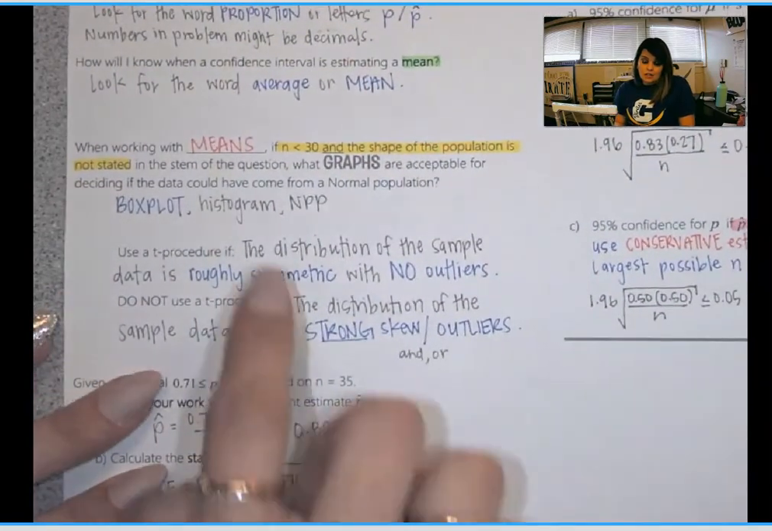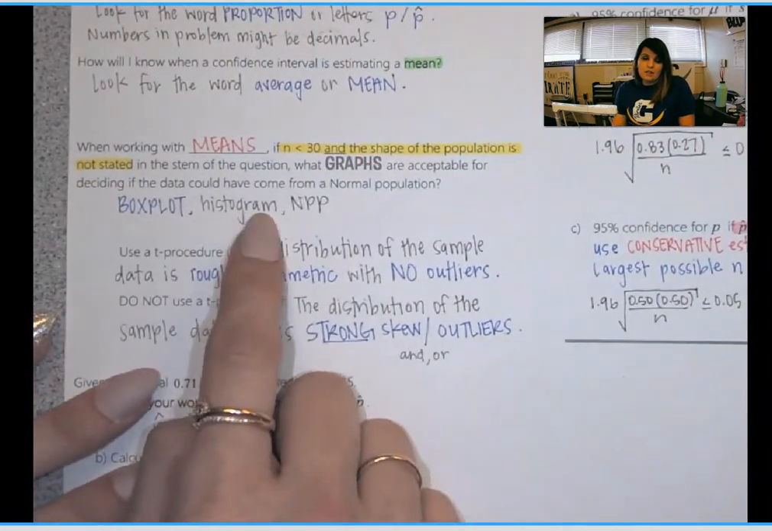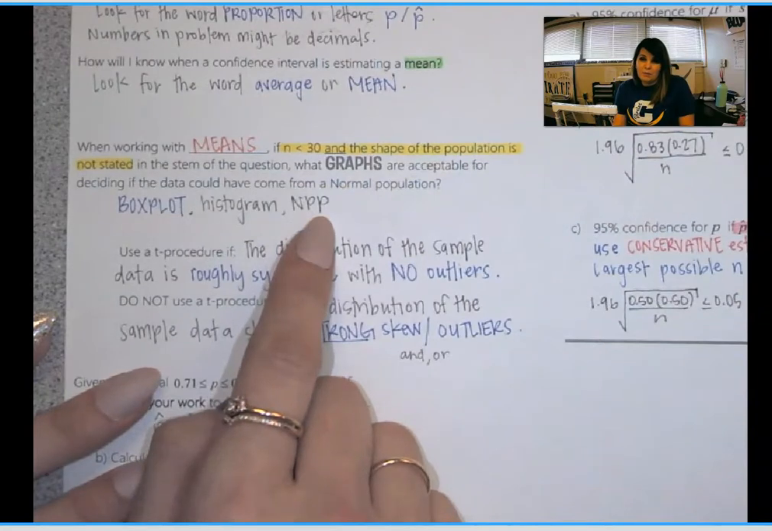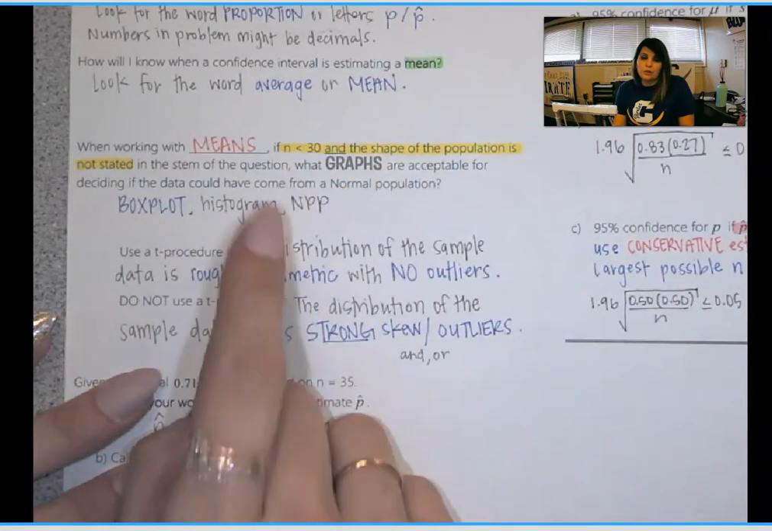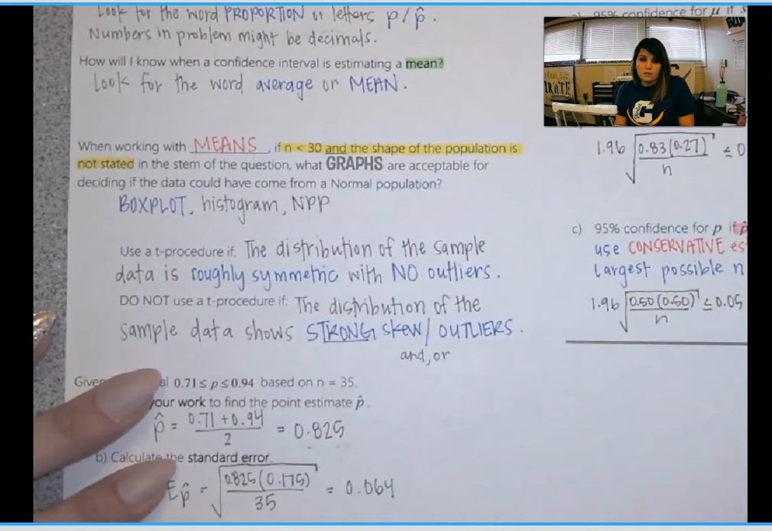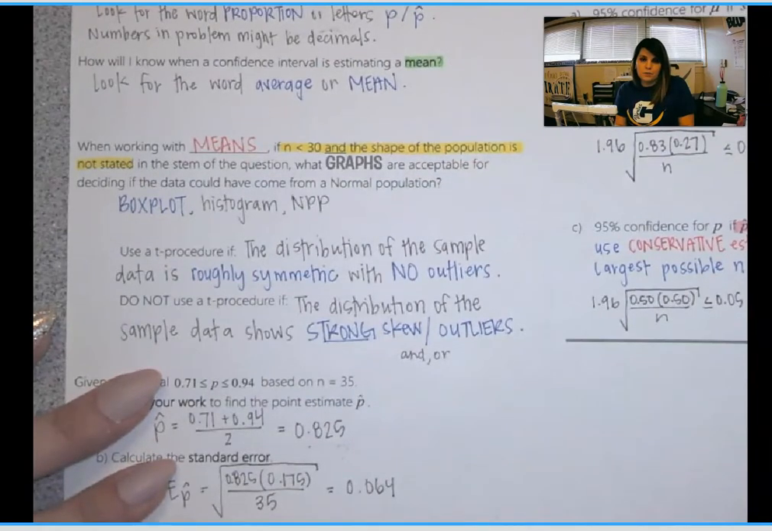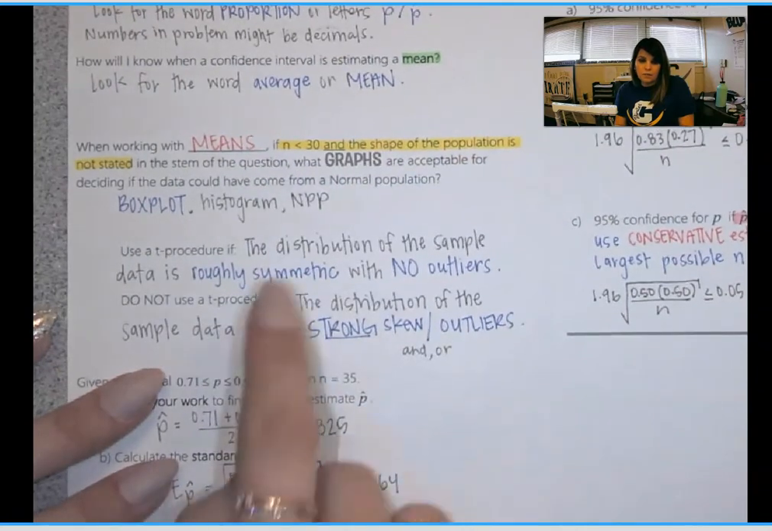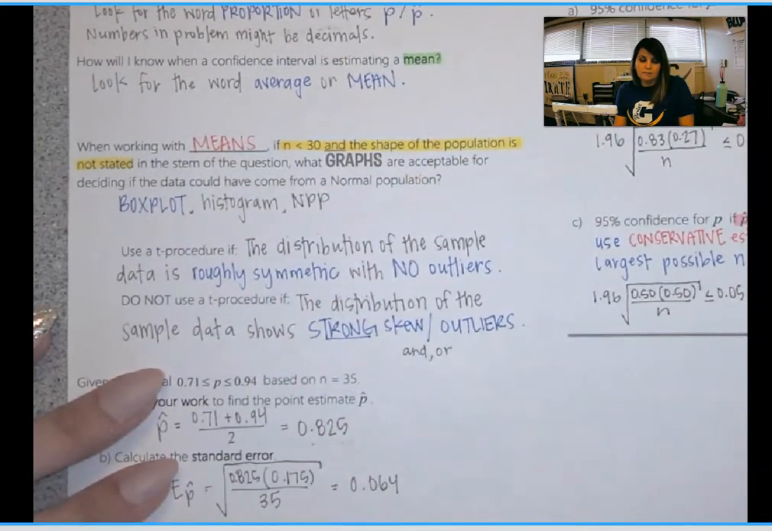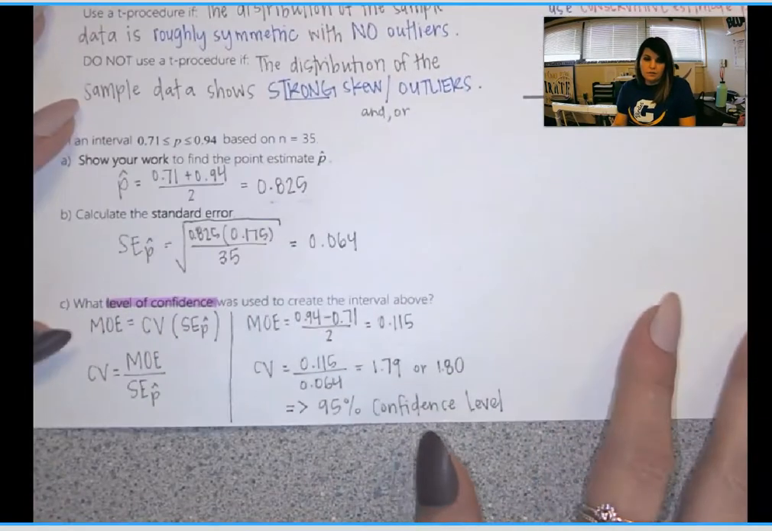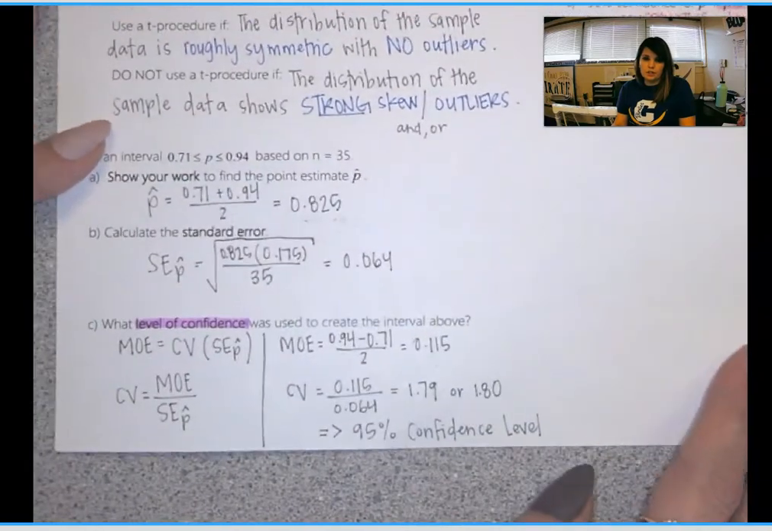For this section, the box plot and the histogram and the NPP for that matter, those aren't the only ones. You could have used a dot plot. You could use another one, a stem and leaf. But I think these are the most common. Down here, we're just doing calculations.